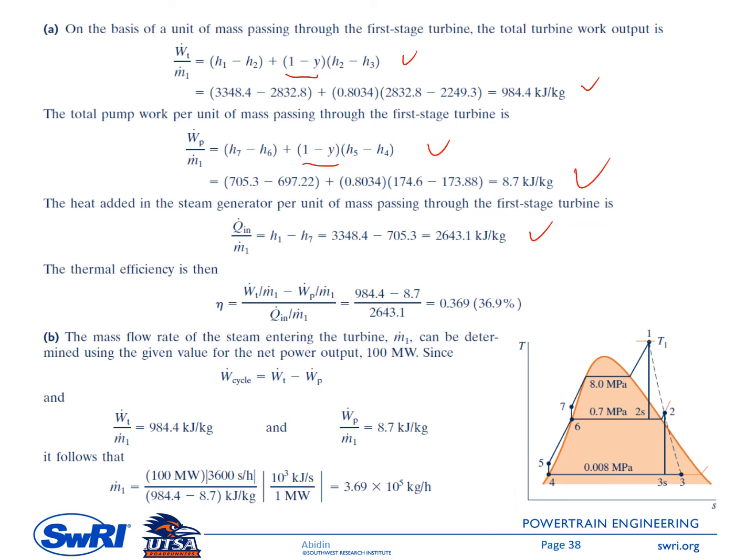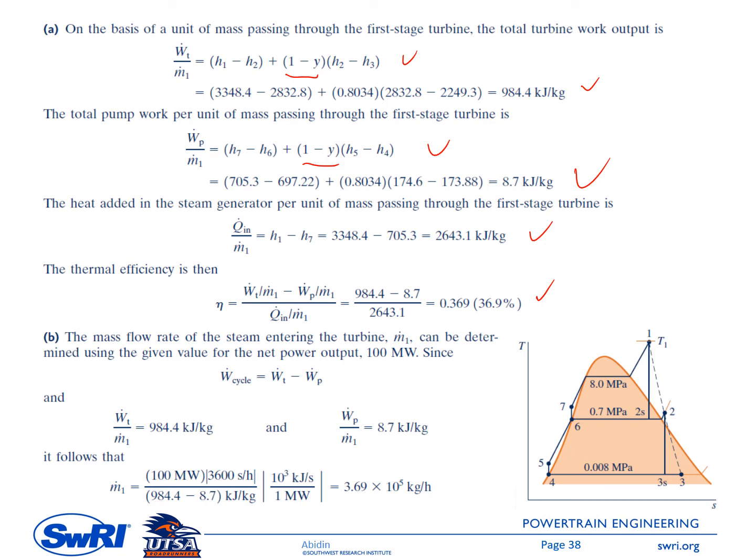And based on these three values, you get the thermal efficiency of this regenerative Rankine cycle, 36.9%. I think it is higher than the one from the last example. So I believe it is like 35 point something percent. So you can see there is an increase of the efficiency by having a regenerative Rankine cycle.